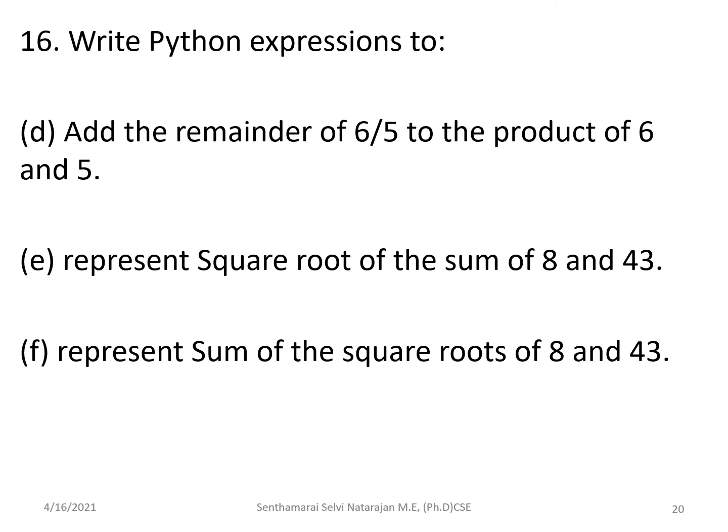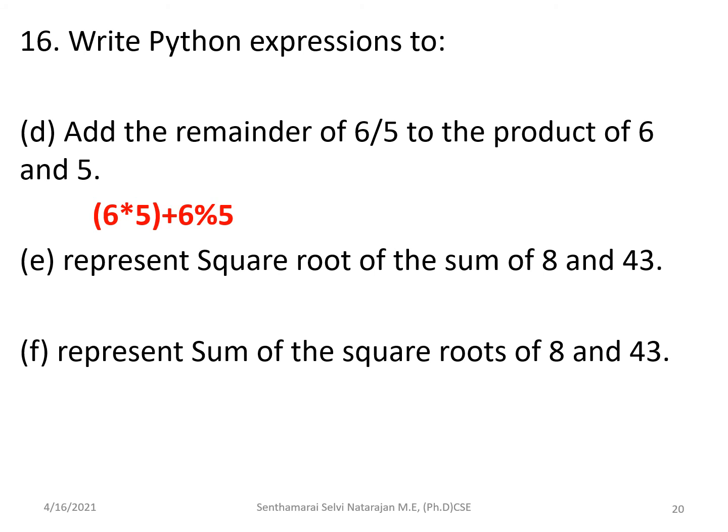The next question asks you to write the Python expressions, in continuation of the previous slide. Here, add the remainder of 6 by 5 to the product of 6 and 5. So you have to get the remainder of 6 by 5, that is using the modulo division of 6 and 5, and then you have to add it to the product of 6 and 5. So the modulo division of 6 and 5, and with the help of the multiplication of 6 and 5 we have to add it.